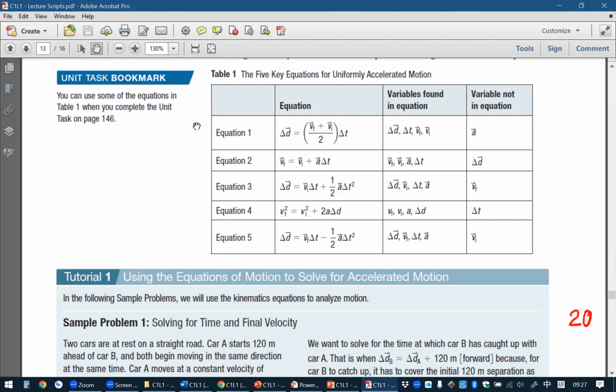Also note that in these equations, variables are all vectors, right? So when you use this equation, make sure that you include the positive or negative symbol of your variable, okay? So first of all, you should define a positive direction. And if your variable is with the same direction with a defined positive direction, that means your variable should be positive. Otherwise, that variable should be negative, right? So please keep the positive or negative symbol of your variable when you use these equations.